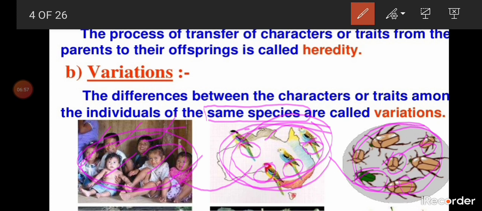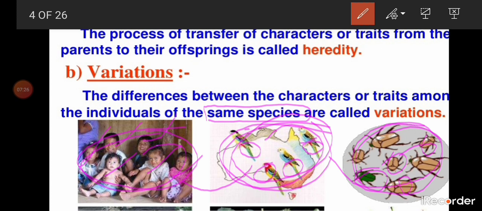For example, all human beings come under one species category. All parrots come under one category. All ladybugs come under one category. We learned in 9th standard regarding biodiversity. It starts from protozoa to invertebrates and also vertebrates. So all those groups have the same species in their group. So we want to compare the variation in the same species only, not the other species.